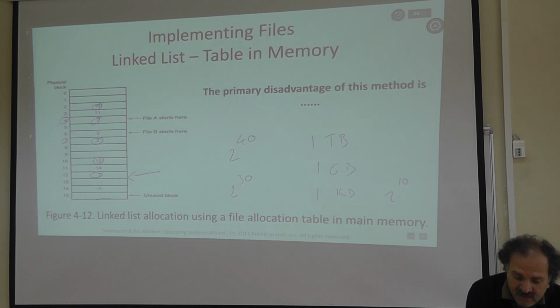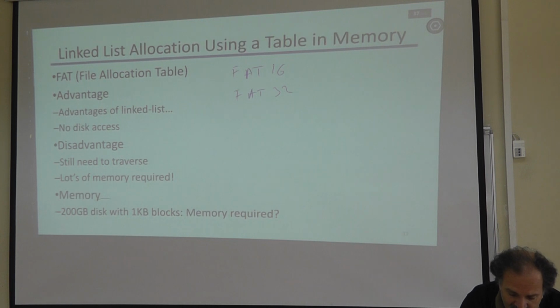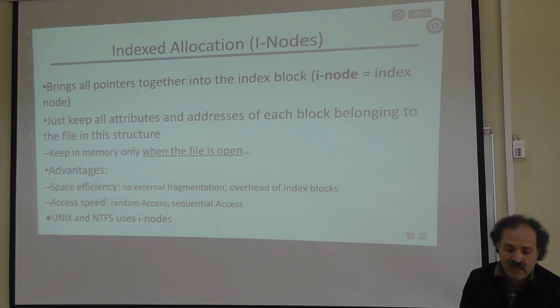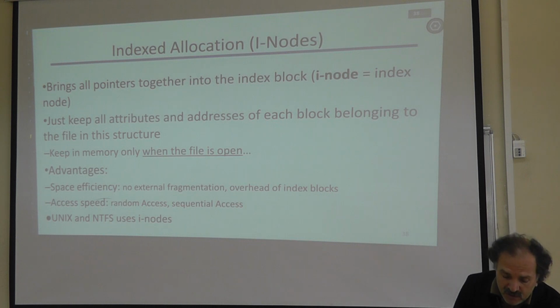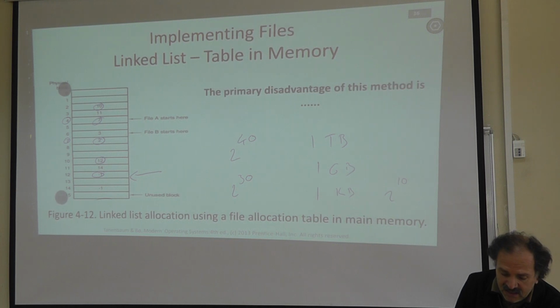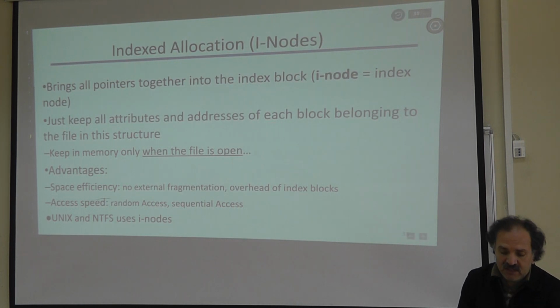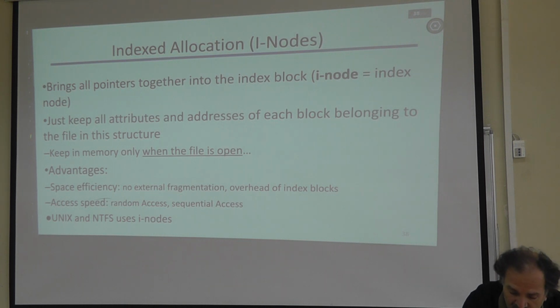Okay, let's say if I have 2 files open at the same time, keep that information in memory only for the open files. Since I cannot have all of the files open at the same time on my disk, that means that I will not have that much memory need. That's the idea for inode, okay, index node. Brings all pointers together into an index block like this one. These are index information, right? It does the same thing. There are many index blocks actually. That's why it's called inode, index node.